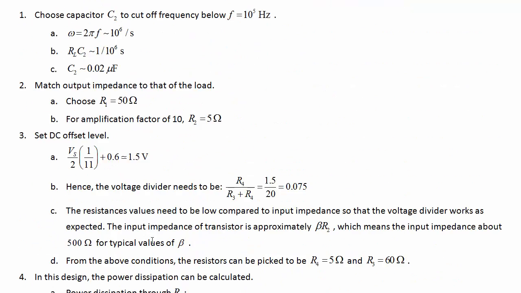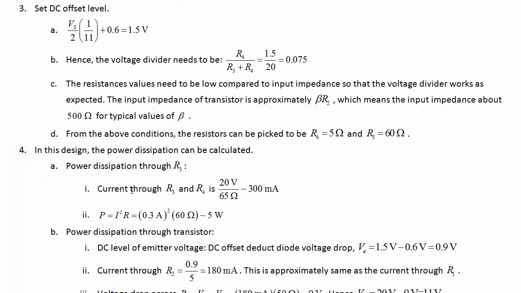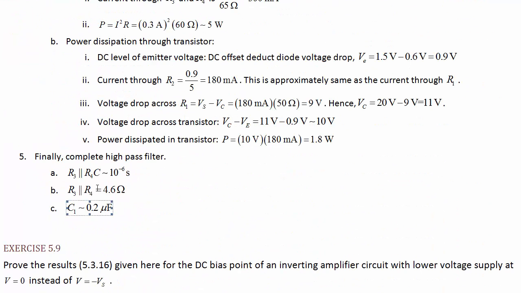Remember, like in the first step, if we wanted the frequencies below 100,000 to be cut off, then we want the angular frequencies below about 1,000,000 hertz to be cut off, which means we want a time constant of about 1 microsecond. So dividing that time constant by the resistance of 4.6 ohms, we end up with C1 is 0.2 microfarads.